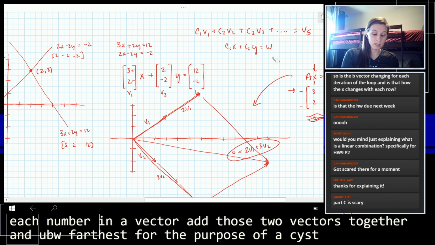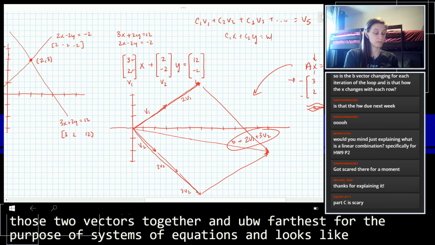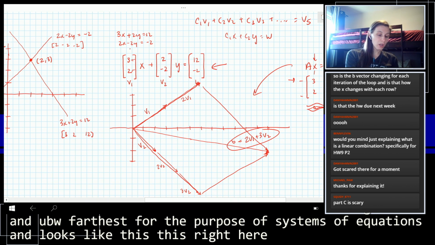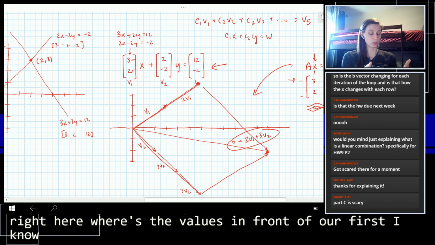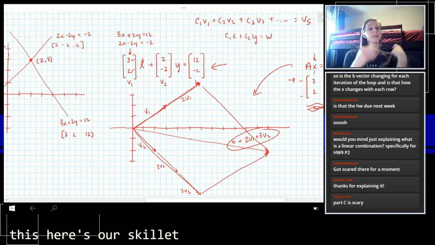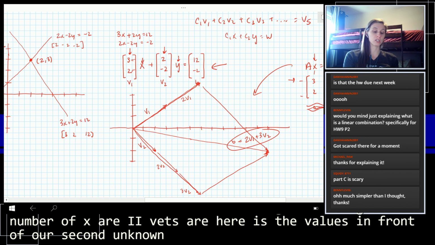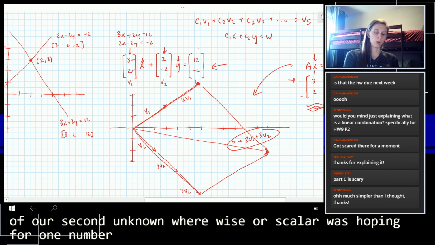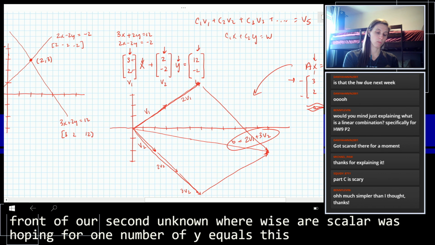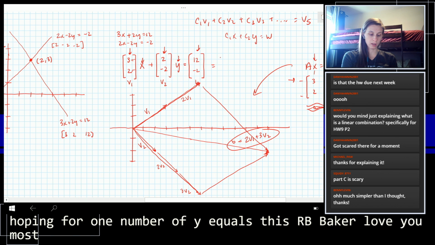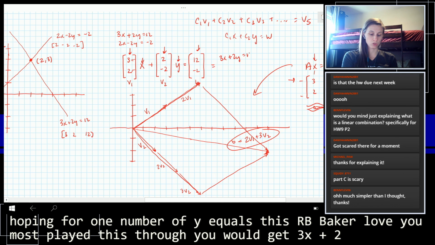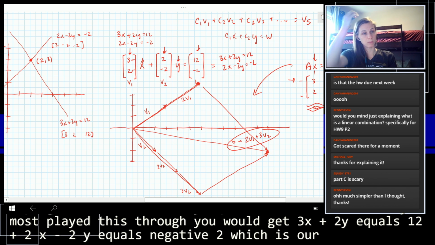For the purpose of systems of equations, it looks like this right here, where the values in front of our first unknown create our first vector. This here is our scalar. We're solving for a single number of x. Our second vector here is the values in front of our second unknown, where y is our scalar. We're solving for one number of y equals this, our b vector. So if you multiplied this through, you would get 3x plus 2y equals 12, and 2x minus 2y equals negative 2, which is our original system of equations.